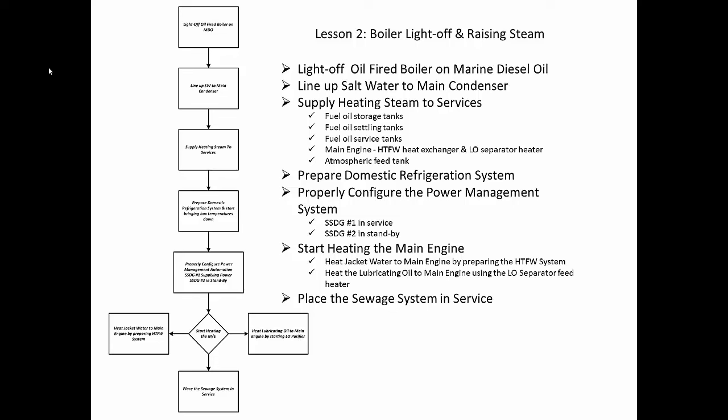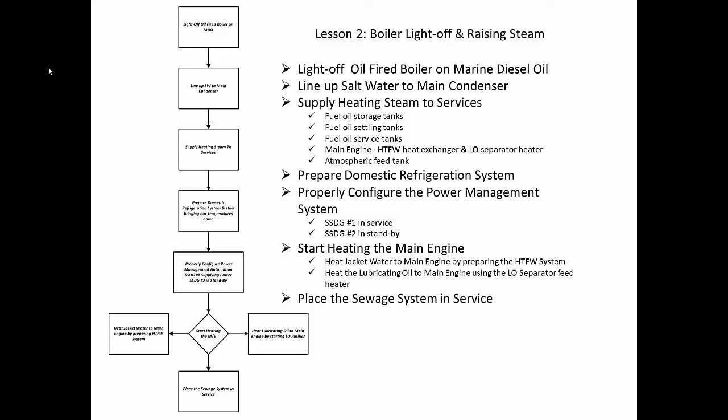So in Lesson 2, we are first going to light off the boiler on marine diesel oil. Then we're going to line up salt water to the main condenser, and supply heating steam to services, which includes the fuel oil storage, fuel oil settling, fuel oil service tanks, main engine high temperature fresh water heat exchanger, and lube oil separator heater to get the main engine hot. The atmospheric drain tank, we'll also start heating that.